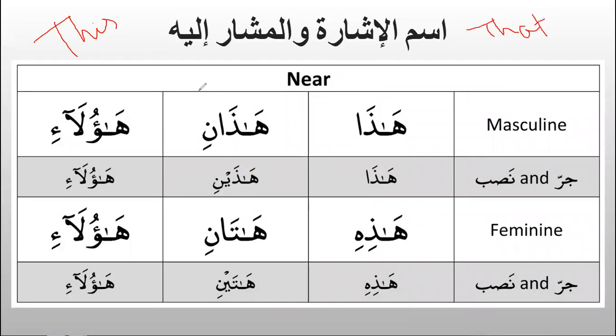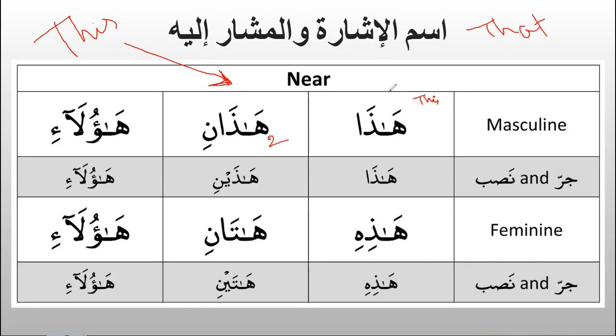But in Arabic, "this" and "that" have two different charts. This chart is for near objects, and this is called hada. So hada is "this." Anyone here, you can repeat with me. Hada means this, hadani means these two.